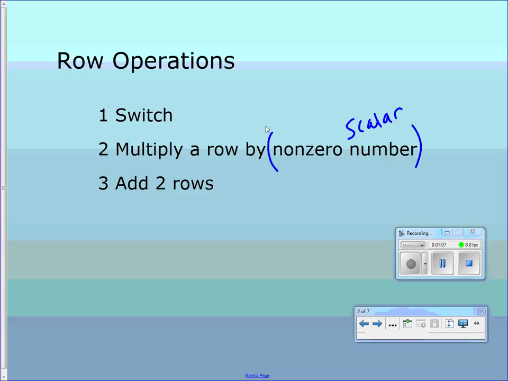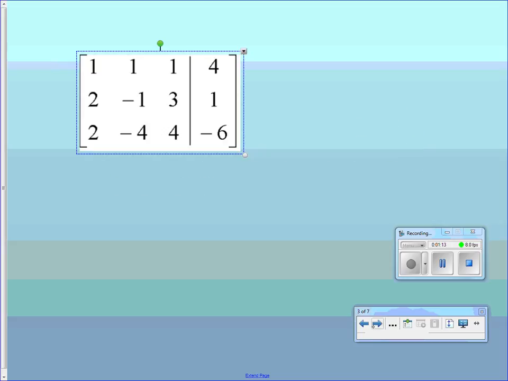So let's look at an example. So here we have an augmented matrix, and I can switch any of the rows. Whenever you perform a row operation, you're going to record what you did. So I'm going to write, I'm going to switch row 1 and row 2. So the symbol for row 1, row 2 is R1, R2. And the symbol for switching is an arrow with 2 arrowheads.